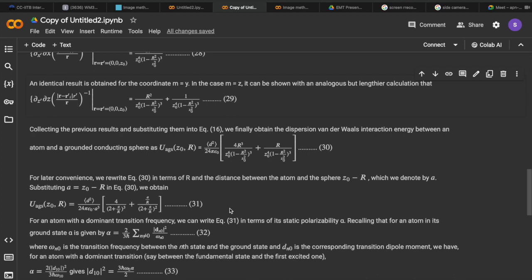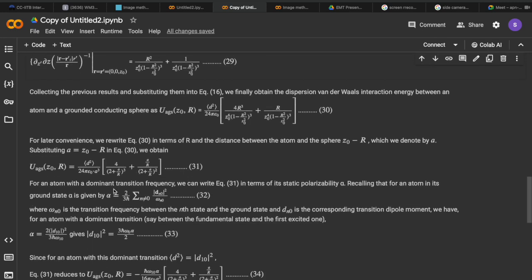So equation 31 represents the potential energy of the atom near the grounded sphere. It is derived based on the interactions between the atom and the conducting sphere. The term involving D squared represents the average of the squared transition dipole moment of the atom, while A represents the distance between the atom and the grounded sphere.